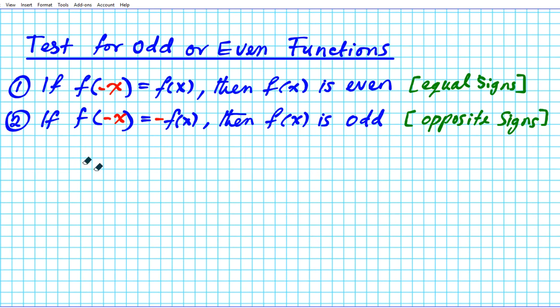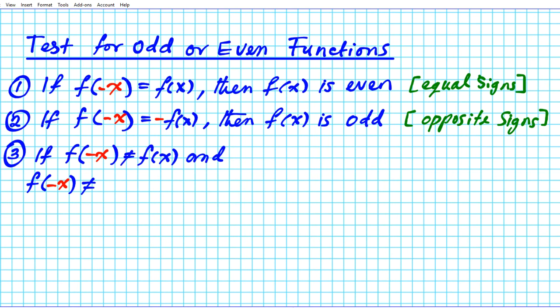Okay? Now, if you have neither of the two above mentioned in 1 and 2, so if f of negative x is not equal to the original function, if it's not the same, and f of negative x is not equal to the opposite, so it's not equal to the opposite, then the conclusion is that f of x is neither odd nor even.